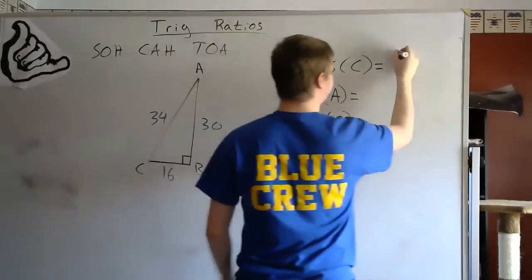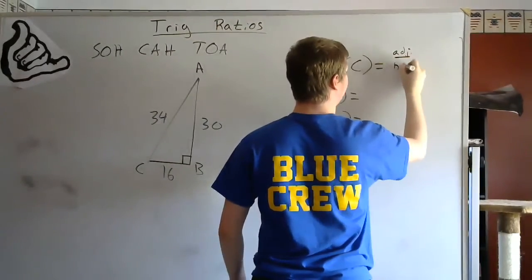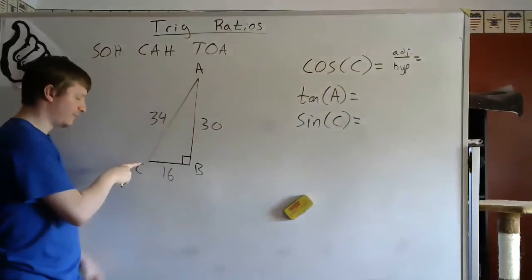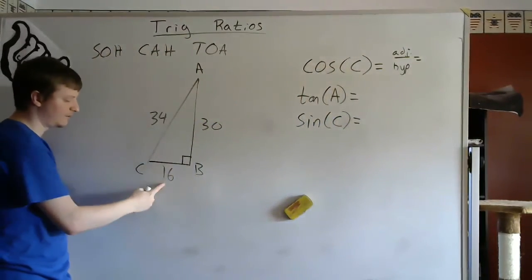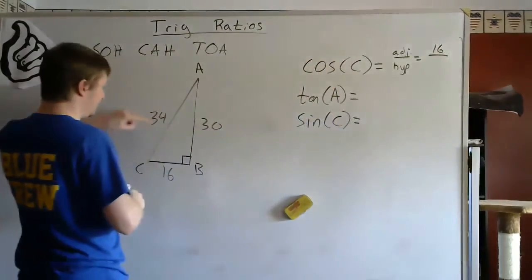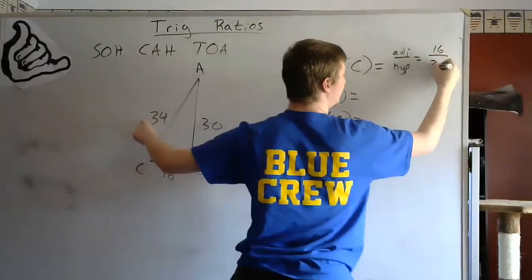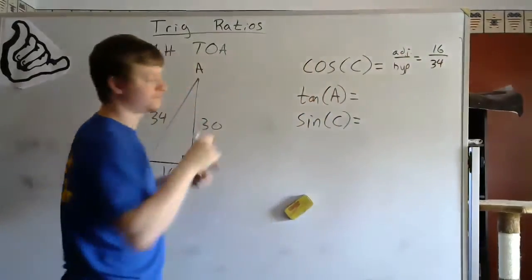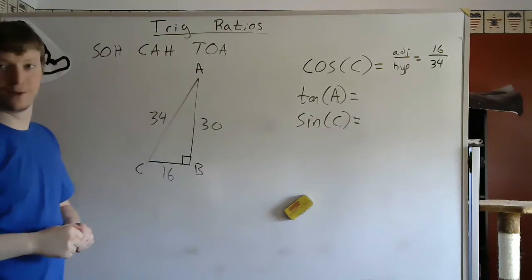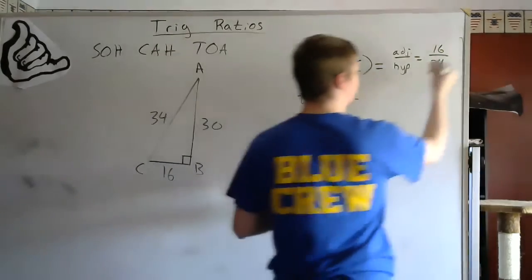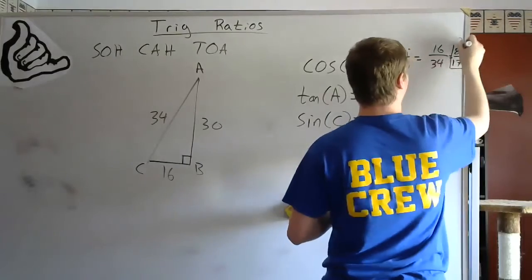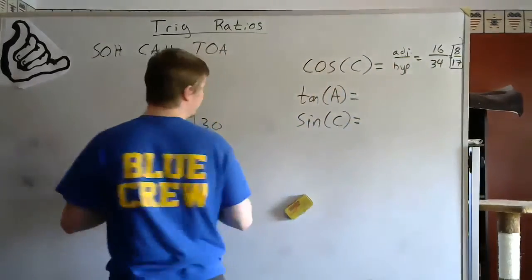Cosine means I want adjacent over hypotenuse. The angle I'm looking at is angle C. The adjacent is 16. The hypotenuse is 34. Looks like 2 goes into both of those. So 8/17. Cosine of C is 8/17.